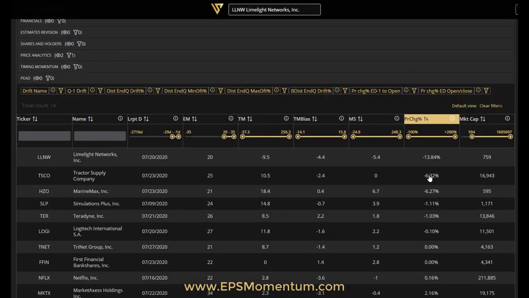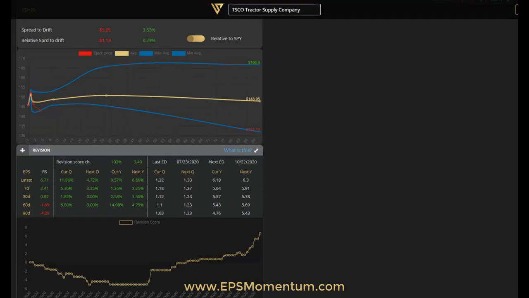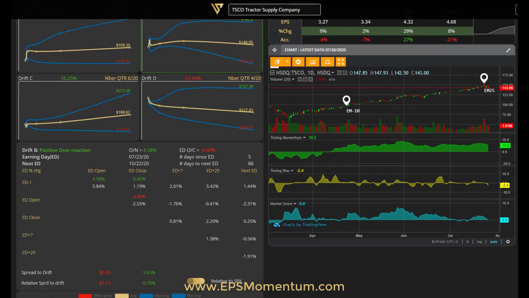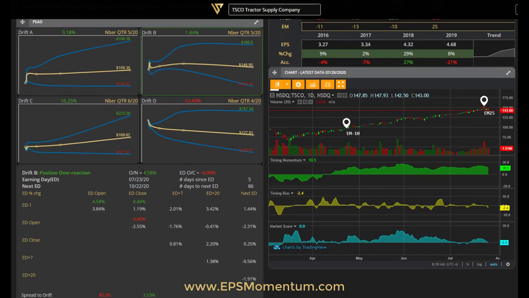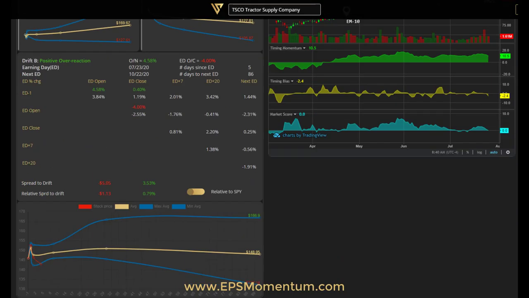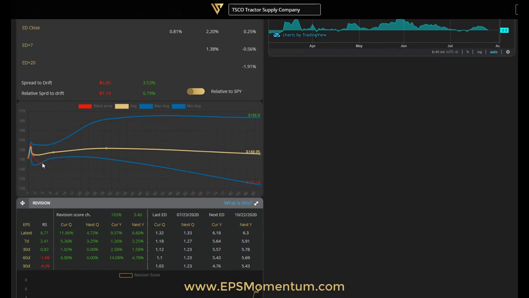Same here. If I go to Tractor Supply, here it went up, then down. It's in drift B, so positive and then negative. So investors, like institutional investors, are not too keen on the stock, so it might drift down a little bit further. But since it's already hitting the minimum frontier here, maybe it'll plateau back to 148.